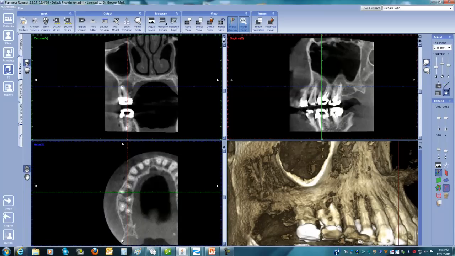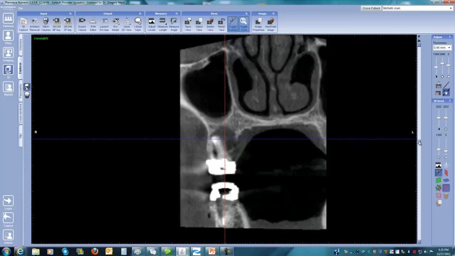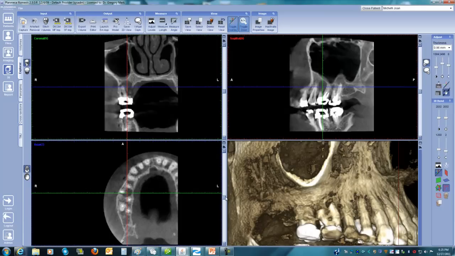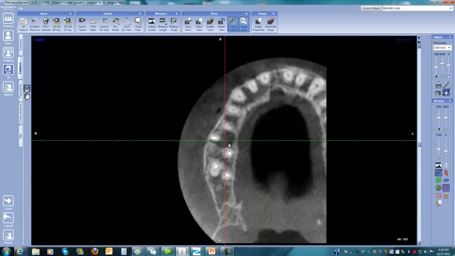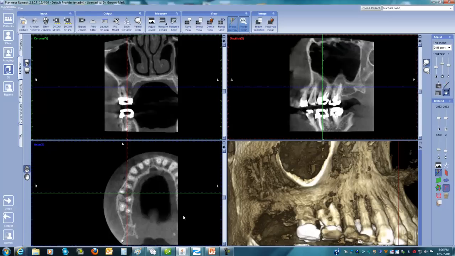From another view, we can see how much infection we have and how it spreads around. And let's check this view. What we can see here is that the borders of the bone around this infection are intact. So I have five walls intact in this area, and that's when I do the extraction. From my point, I have to be careful not to break the remaining tooth structure.